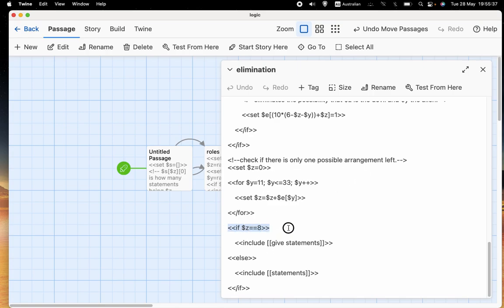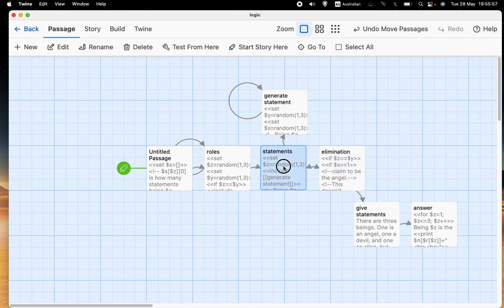So if Z is equal to 8, then we've eliminated every possible answer except for 1, and therefore the puzzle is one that can be solved. And if that is the case, we go to give statements. And if it's not the case, we go back to statements. So statements is this one that we've already looked at.